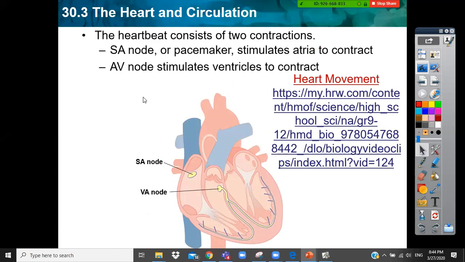Now, the heartbeat consists of two contractions. The first takes place in the atria, at an electrical signal from the sinoatrial node in front of you here, the SA node, while the second contraction in the ventricles starts right after the first one, from the atrioventricular node, which we will call the AV node here.